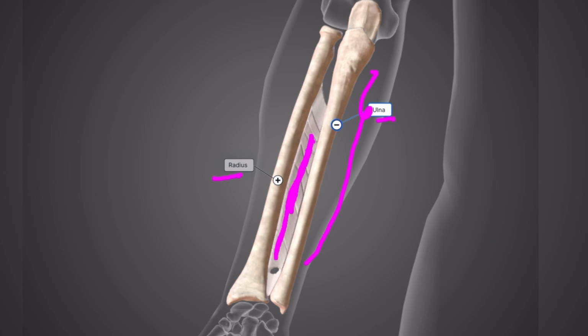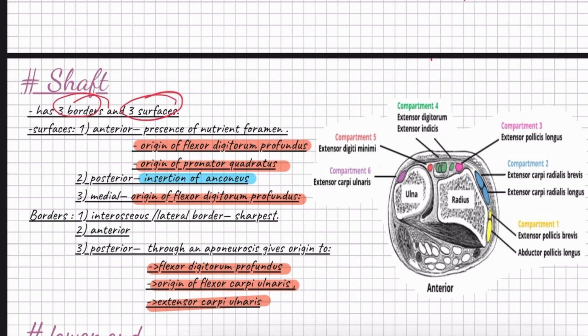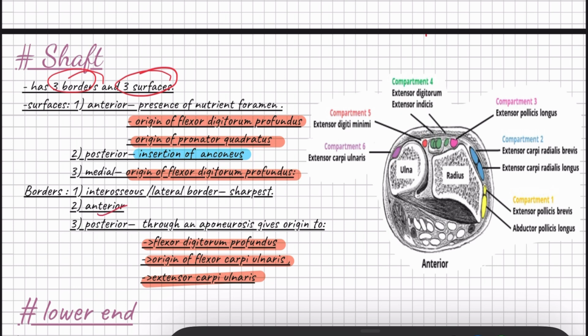the interosseous membrane. It has 3 borders and 3 surfaces. For borders, there are anterior, posterior, and interosseous/lateral border, which is sharpest. For surfaces, it has anterior, posterior, and medial.